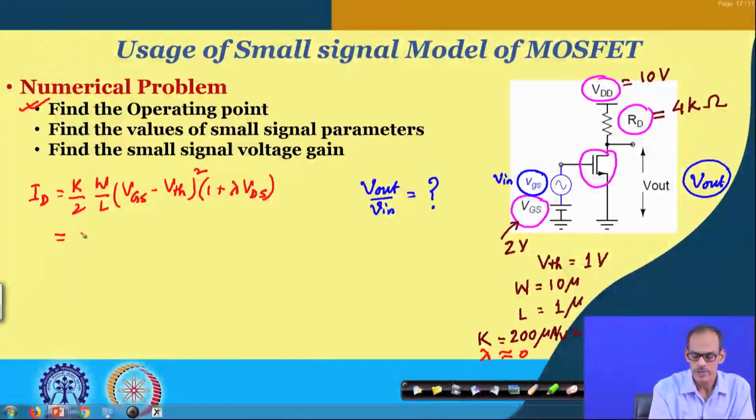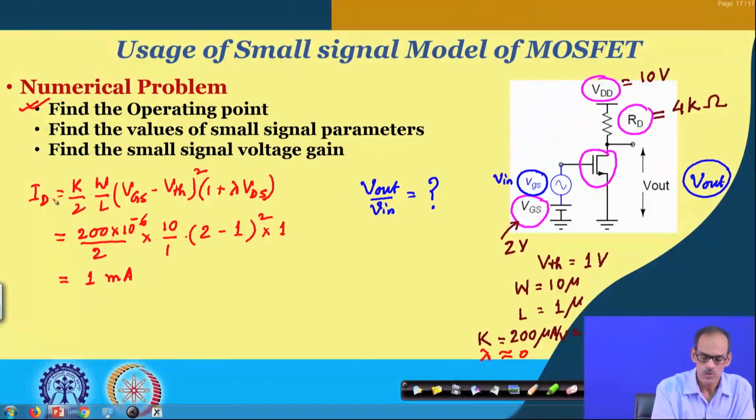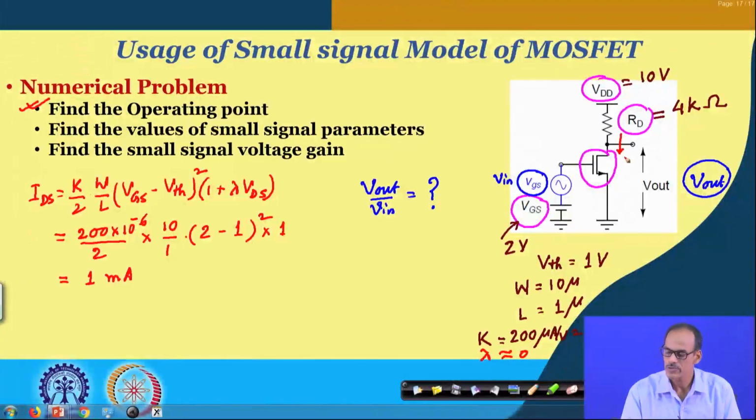So, what we are getting here is 200 into 10 to the power minus 6 divided by 2 into W by L, VGS is 2 minus VTH, and square this part, it is approximately 1. So, that gives us 1 milliampere. So, that is the IDS DC current. The DC current flowing here is 1 milliampere.